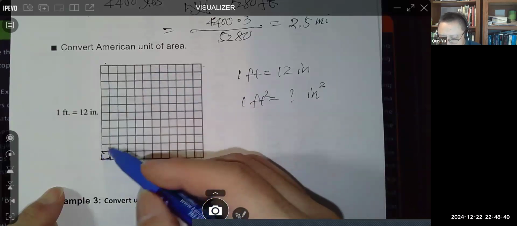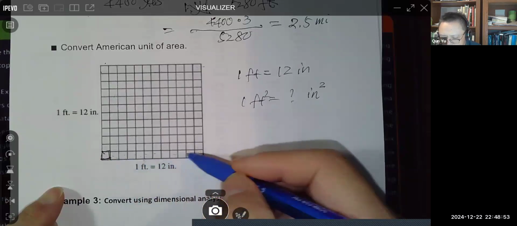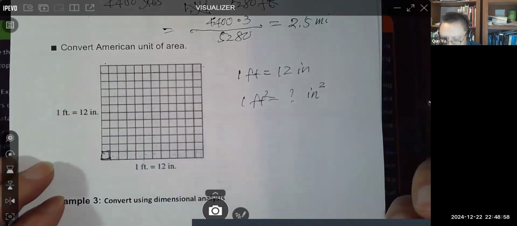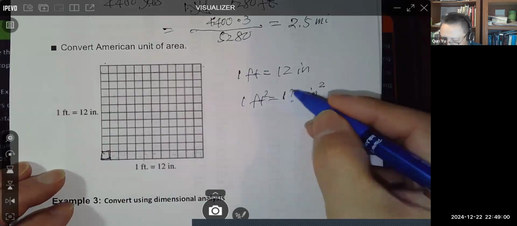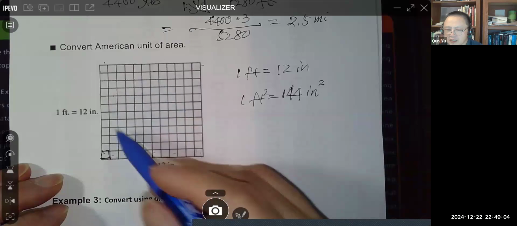So you have 12 inches, 12 of this square inch in each row. You have 12 rows. 12 times 12, 144. So this is going to be 144 square inches. It's not 12 anymore. But without this graph, how do you do that?